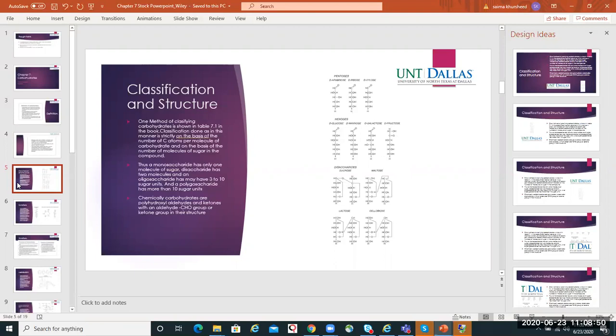Thus, a monosaccharide has only one molecule of sugar, as you can see here. The disaccharide, as the name implies, has two molecules, an oligosaccharide may have 3 to 10 sugar units, and a polysaccharide has more than 10 sugar units in it.